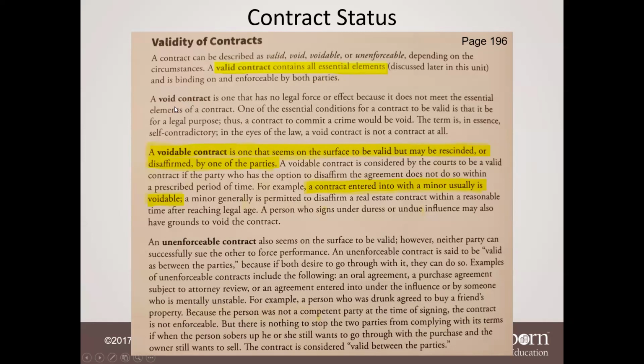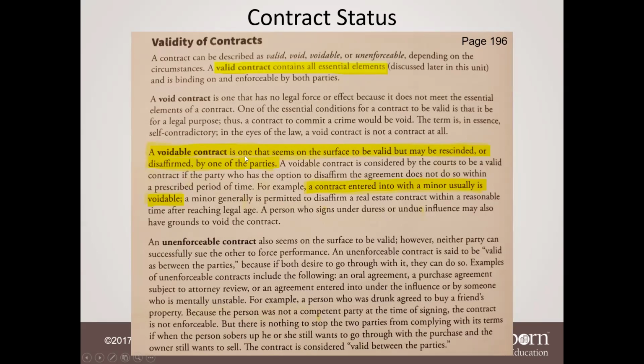Therefore, a void contract is kind of a self-contradictory term because a void contract isn't a contract at all. It's either one that's missing one of the essential elements or one that has already been canceled. Like a contract to commit a crime would be void because it's missing that essential element. It's not for a legal purpose. It's against public policy, right?